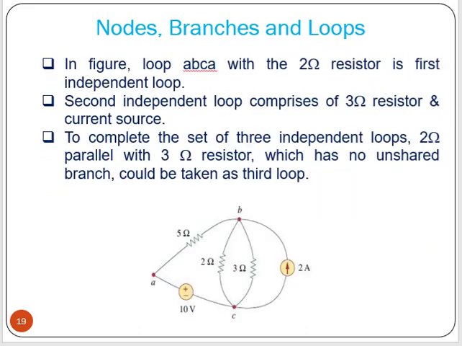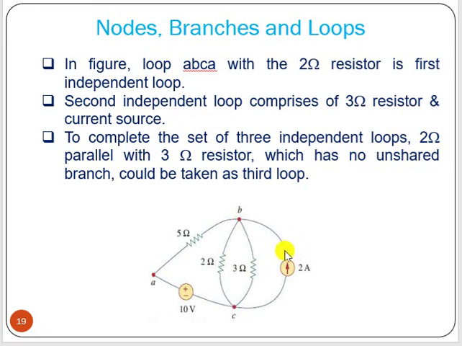So now let us take an example of this. These two circuits are the same if you carefully observe. Here we can see A, B, 5 ohm resistor, 2 ohm resistor and 10 volt. This is one loop. Then the current source and 3 ohm resistor is another loop. These two loops are independent of each other. How? Because there is no common branch. This is the first independent loop, and the second independent loop.